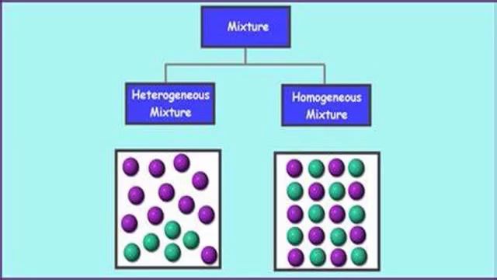But let's come to the other side, the homogeneous mixture. What do you see? You can see that the homogeneous are uniformly arranged. The substances involved are uniformly packed, uniformly arranged, which makes it a homogeneous mixture.